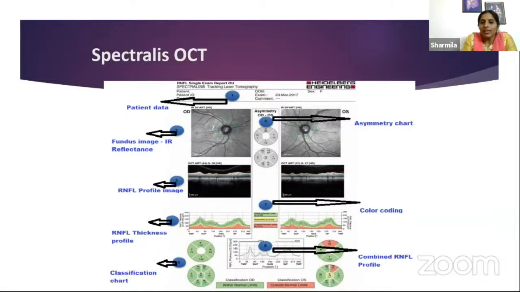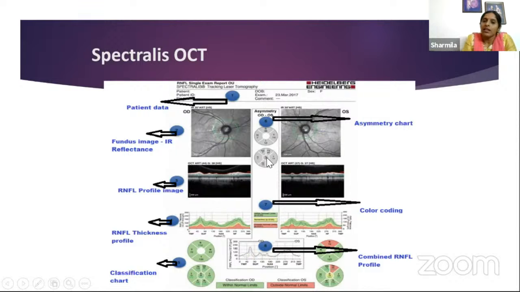So anything beyond that is considered to be abnormal. And then you have the RNFL profile image, which is shown below here. Based on this RNFL profile, there is an RNFL thickness profile, which is color coded. This is for the right eye and the left eye. And in between both of these, you have an asymmetry between the right and the left eye, quadrant-wise.